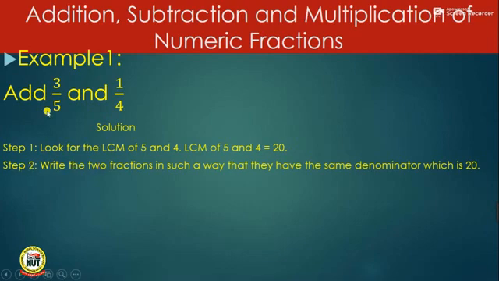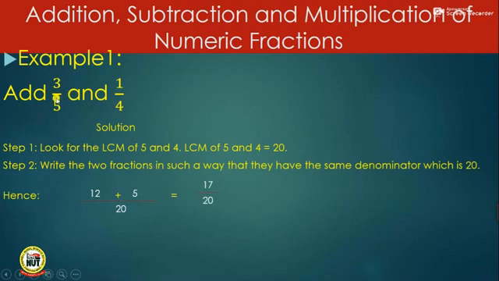Having gotten the LCM, the second thing you need to do is to write the two fractions in such a way that they have the same denominator. That is, write 3 all over 5 in such a way that it becomes over 20, and then 1 all over 4 in such a way it becomes over 20. Let's look at it.